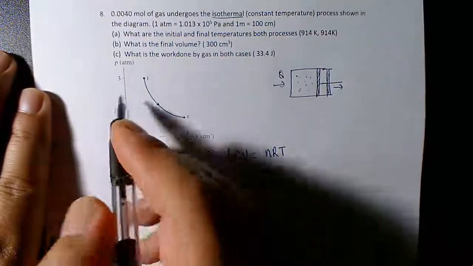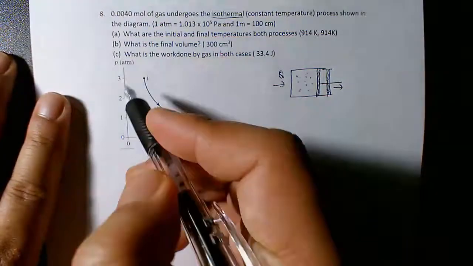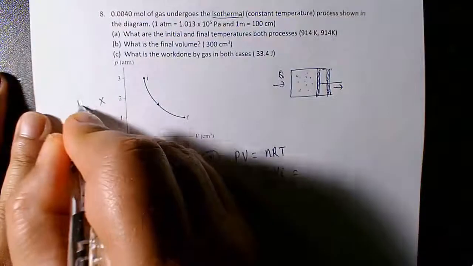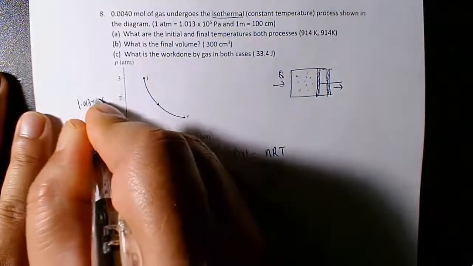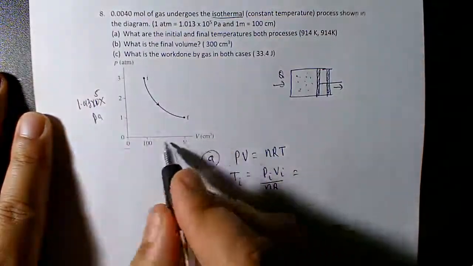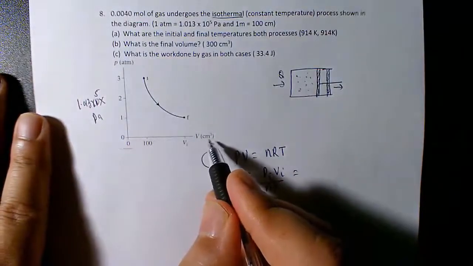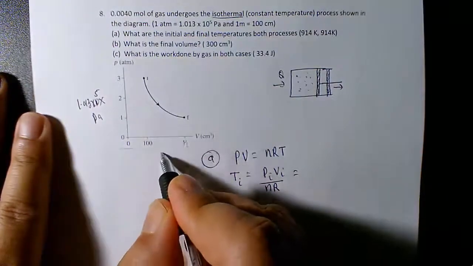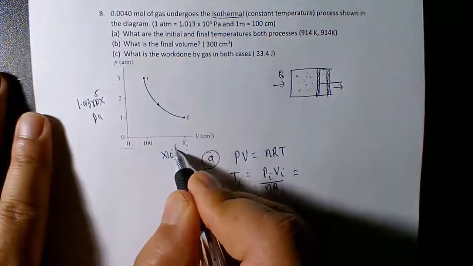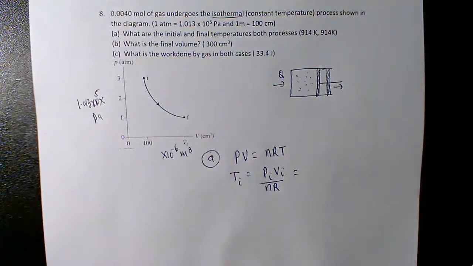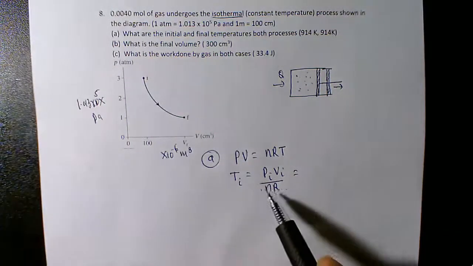So initial pressure. If you look at the scale, the pressure is given in atmospheres, so you have to multiply by 1.013 times 10 to the power 5, because one atmosphere has that many pascals. And the volume is in centimeter cube, so you have to multiply by 10 to the power minus 6 to convert into meter cube, because we want to do everything in standard units. Okay, first let's find the initial and final temperature.